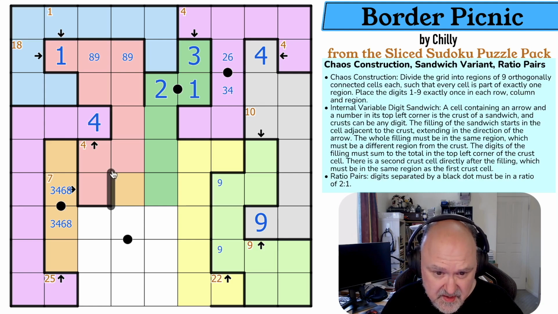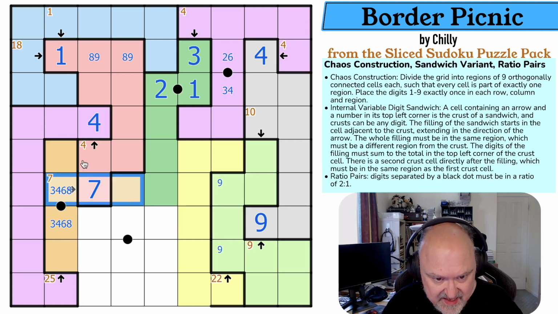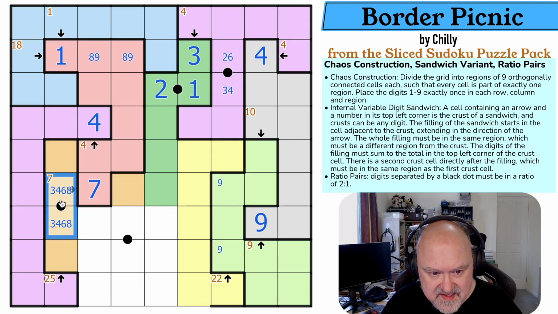This is brilliantly designed. And I'm sorry I'm saying that I'm not a fan, but it's just the way my mind works. I find these really tricky. This is now a 7 sandwich. It hasn't told me anything about this.